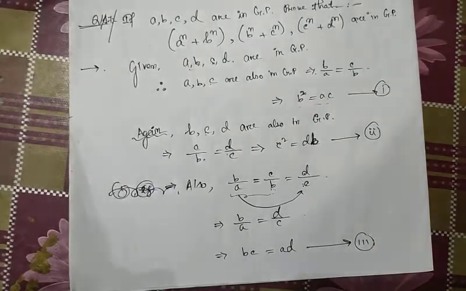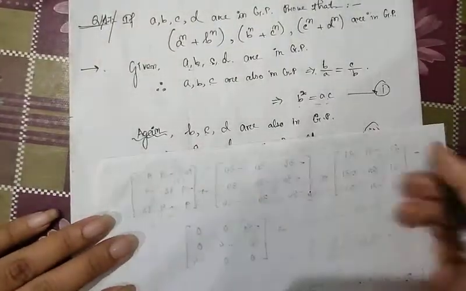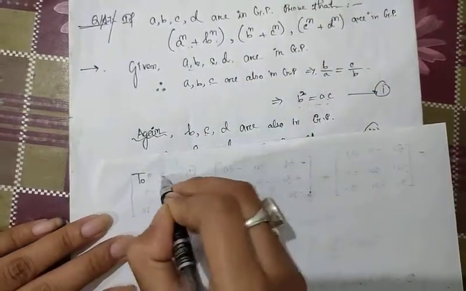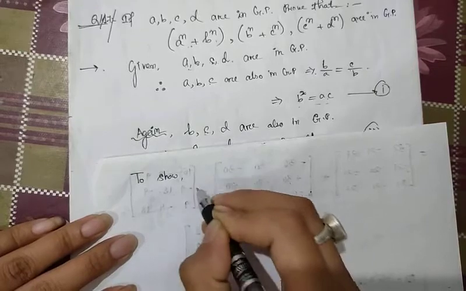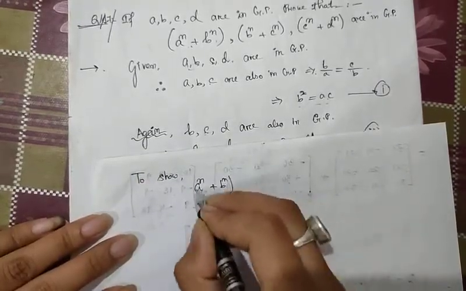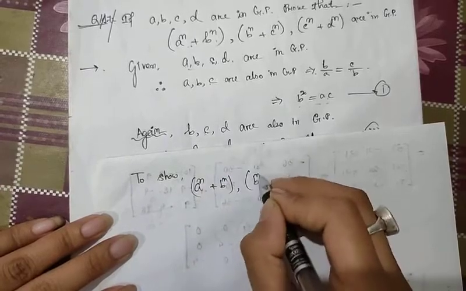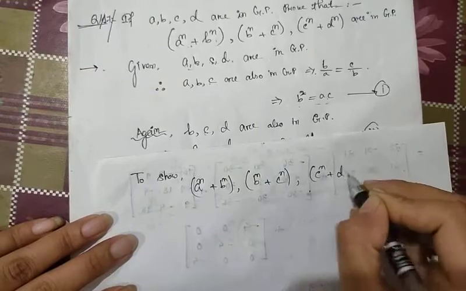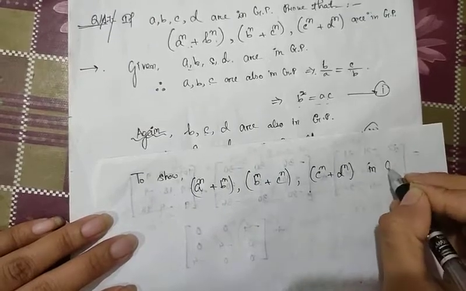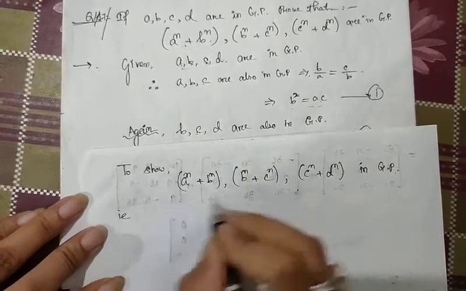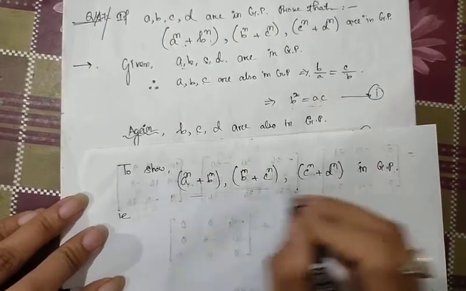So it is not proof. You are asked to prove what? You are asked to prove these three terms are in GP. To show a to the power n plus b to the power n, b to the power n plus c to the power n, c to the power n plus d to the power n in GP. That is, this is our first term, this is our second term, and this is our third term.